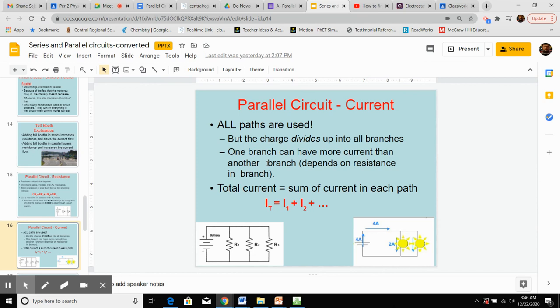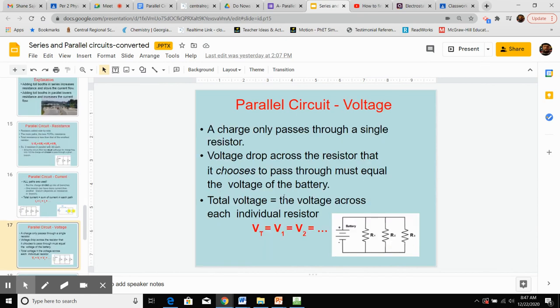So in a parallel circuit, the charge gets divided up. So one branch can have more current than another. But when we figure out what the total current is, that's going to wind up equaling the current that goes through each of the branches. So like in a series circuit, we had voltage drops across each resistor, and the V1, V2, and V3, when you add them all together, it equaled the total, or the battery value. Well, in a parallel, we're kind of doing that with current instead. So in a parallel, current's not the same everywhere. You have to add them up to figure out your total.